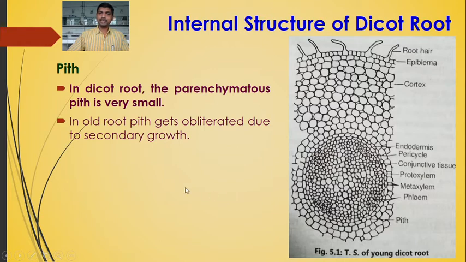So this is about the internal structure of the dicot root. In the dicot root, the characteristic features we found are that the vascular bundles are arranged alternate and radial. Alternate vascular bundles we have seen.